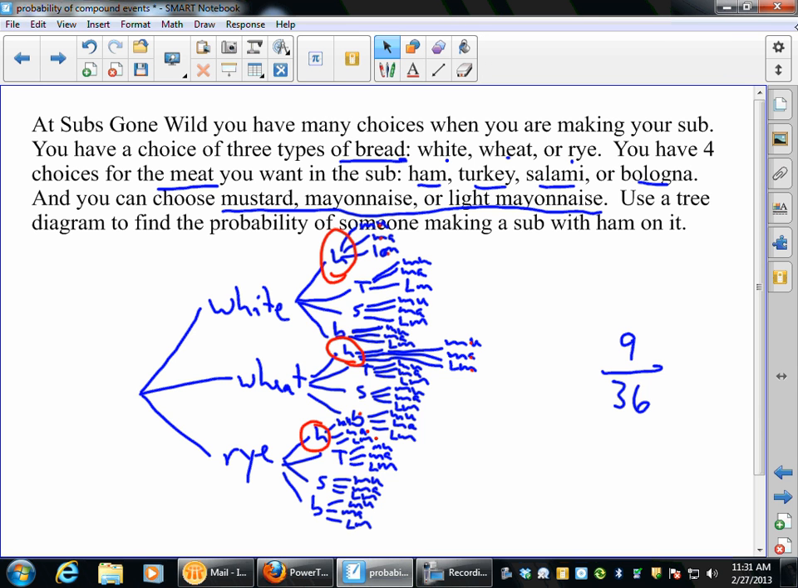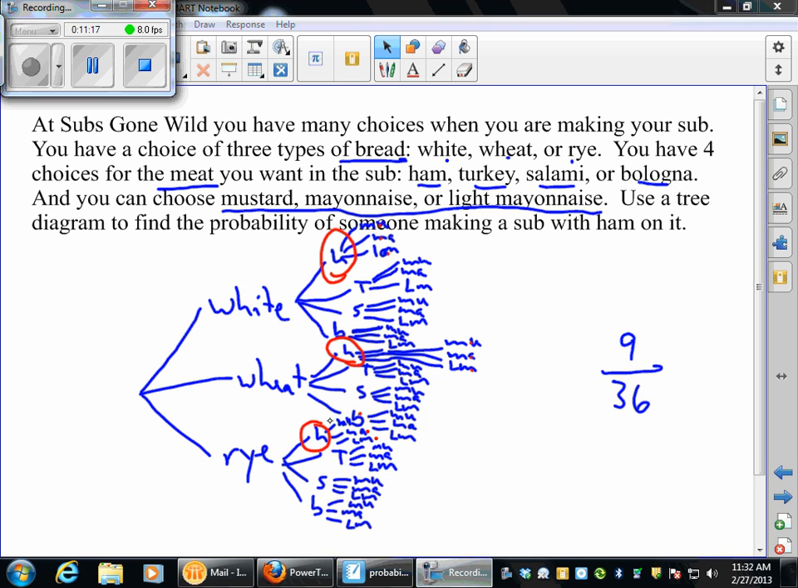That's how you use the tree diagram. It can get long when you have lots of choices, but it'll show you not only how many different outcomes there are, but you can see what those outcomes are. And those are the 2 things you need to find probability.